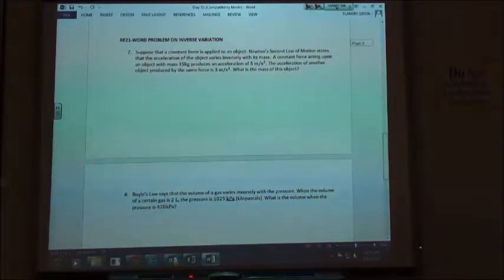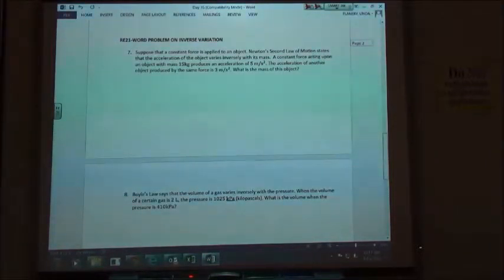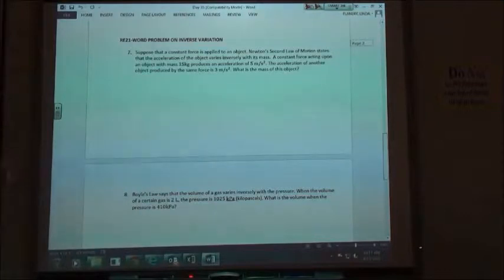So it says, suppose that a constant force is applied to an object. Newton's second law of motion states that the acceleration of an object varies inversely with its mass. A constant force acting upon an object with a mass of 15 kilograms produces an acceleration of 5 meters per second squared. The acceleration of another object produced by the same force is 3 meters per second squared. What is the mass of the object?